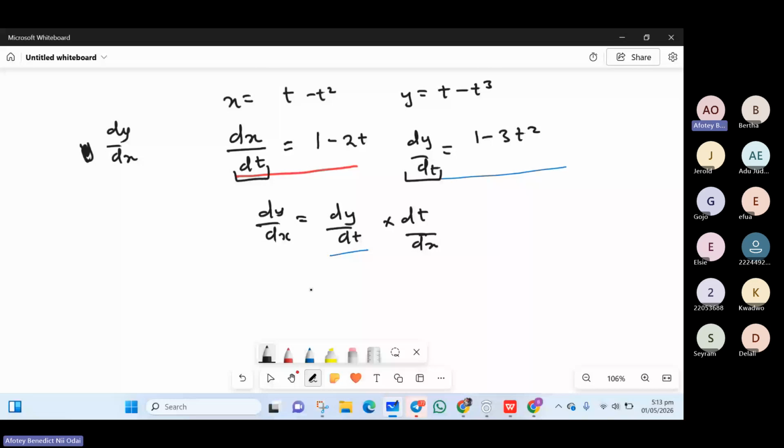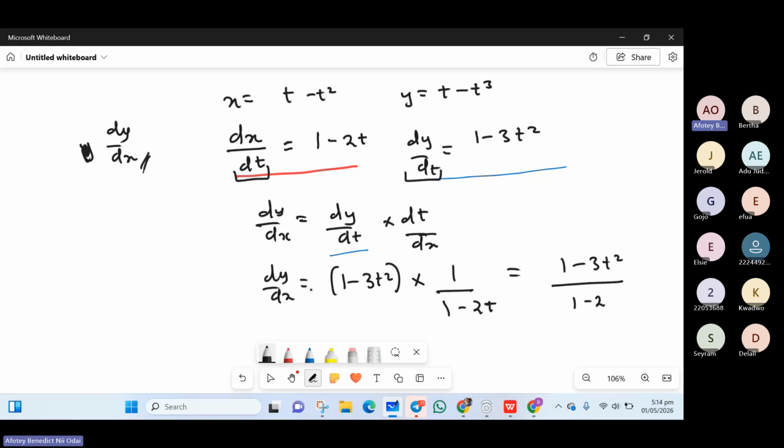So dy on the x is equal to dy dt, which is 1 minus 3t squared, times what? The dt dx. The dt dx is the reciprocal of the dx dt. So we get 1 on 1 minus 2t. So this becomes 1 minus 3t squared over 1 minus 2t. And this becomes our final answer.